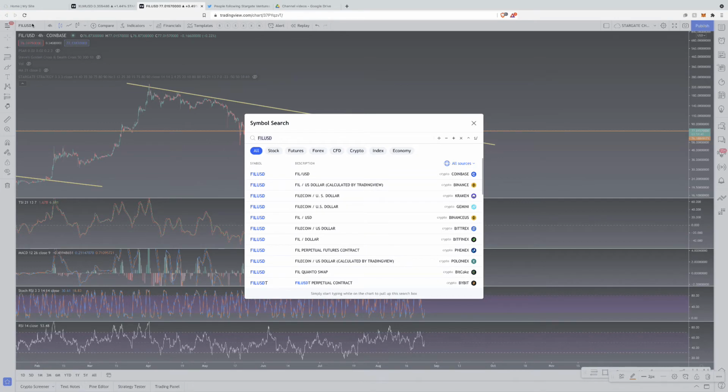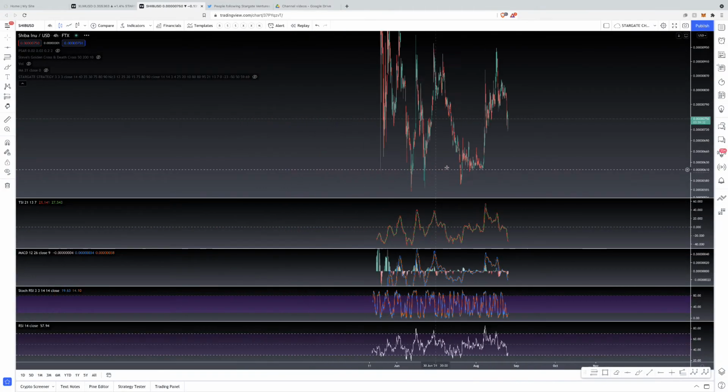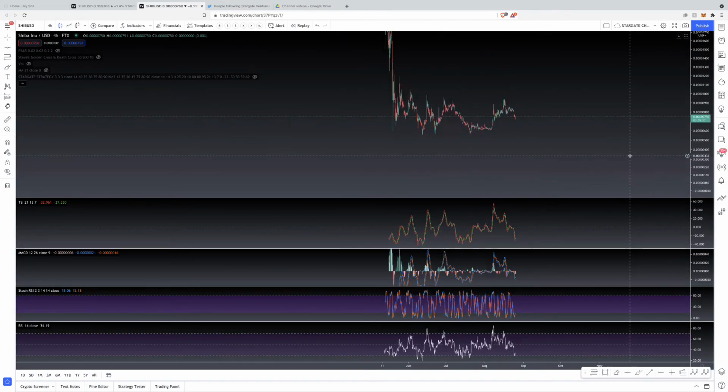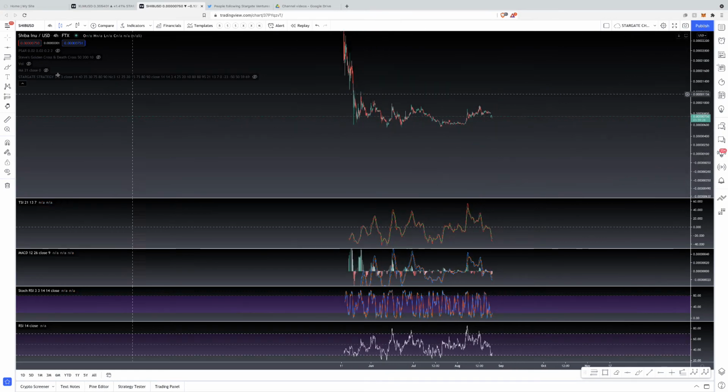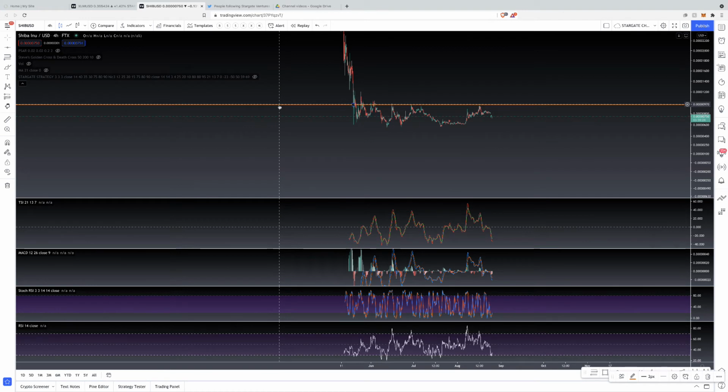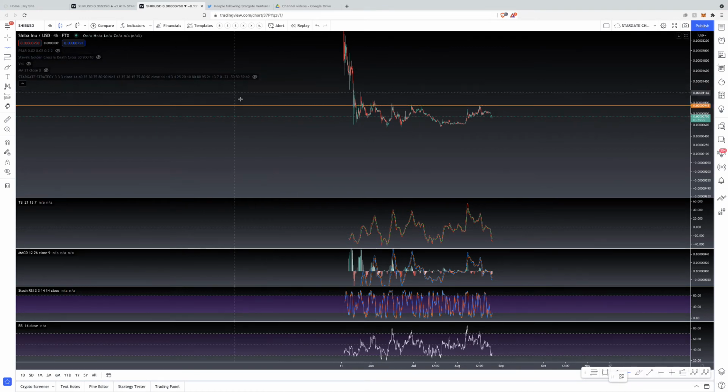We'll go to Shiba Inu. Why not? Still hasn't broken out yet. We want to see it break out of this to head higher. It's really just traveling in this channel right there.